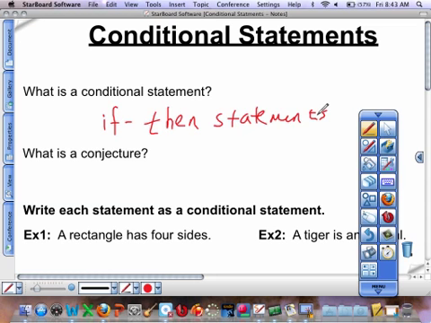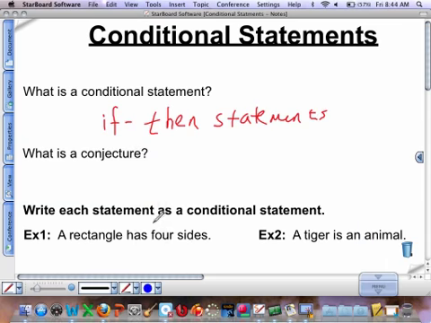And a lot of times with if-then statements, we can draw or make conjectures. This is a word you guys have seen before in your homework. So what is a conjecture? What does that mean? If I'm asking you to make a conjecture, what am I telling you to do? Give an answer. I don't know, like a conclusion or something. Okay, closer.